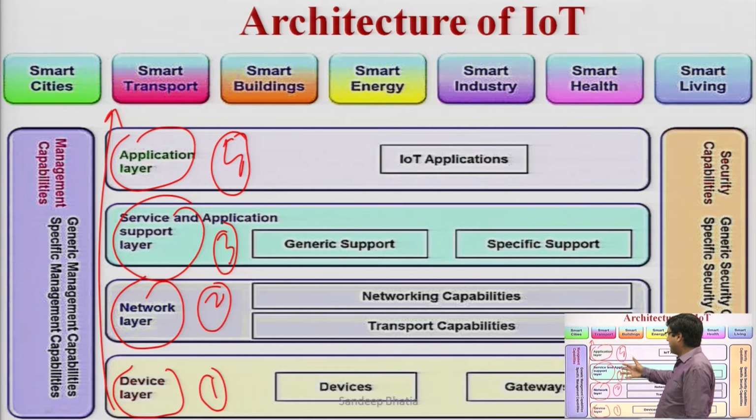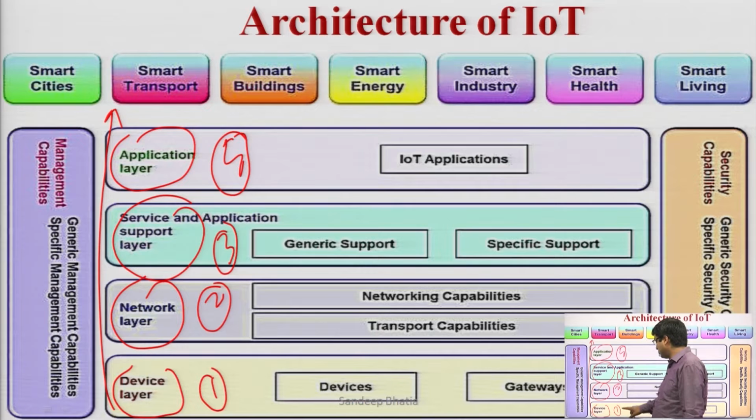Some layers, like the transport layer, are not used here. You can use any layer model like the OSI model, 7-layer, 6-layer, 5-layer, 4-layer, 3-layer. Okay, no issue. So, first is the device layer.